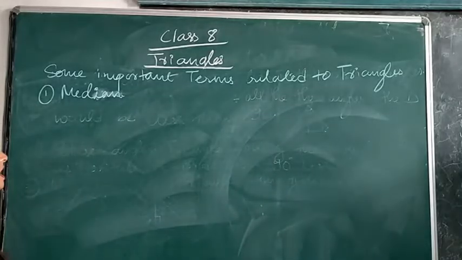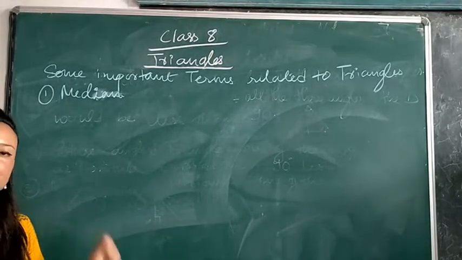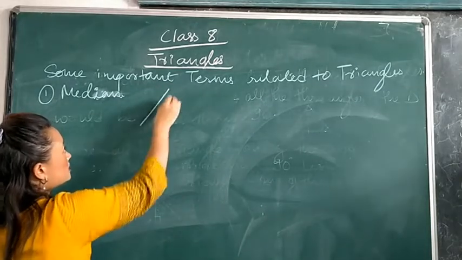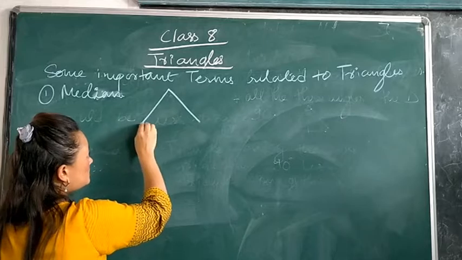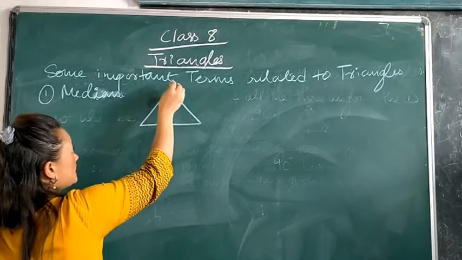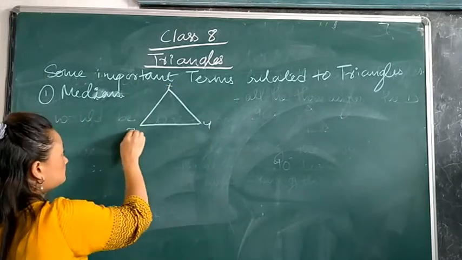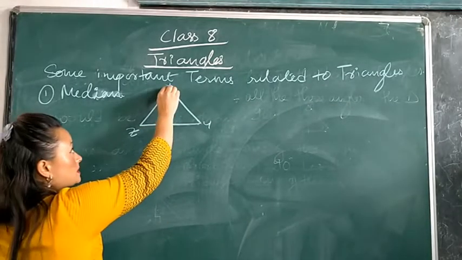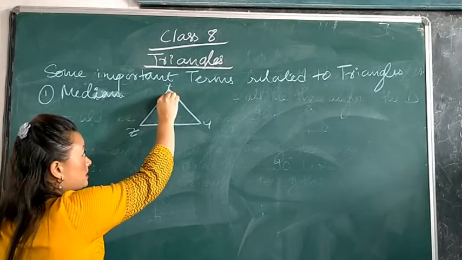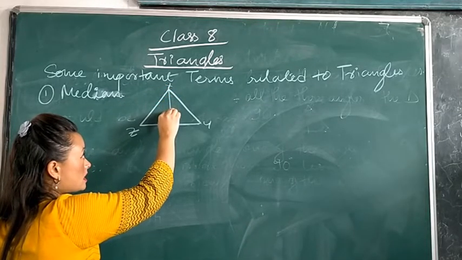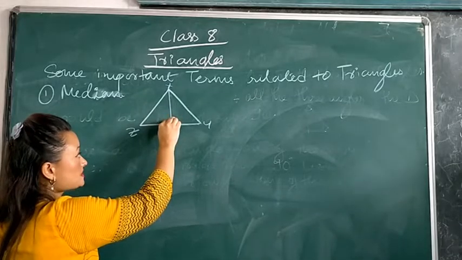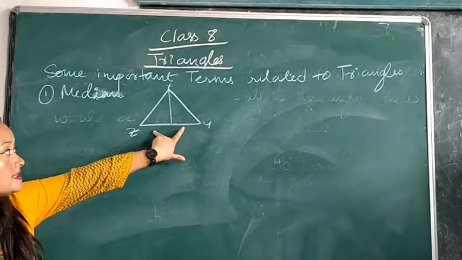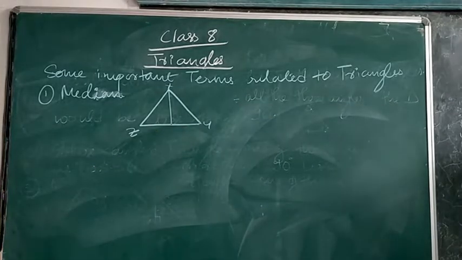Median means a line drawn from a vertex to the midpoint of another side of a triangle. Say this is a triangle and let's name it XYZ. Now, what would a median mean? Median means a line drawn from a vertex to the opposite side of the triangle such that it divides the side into two equal halves.